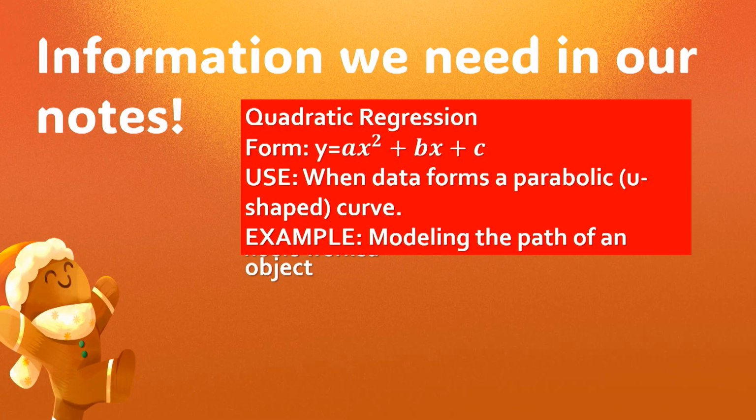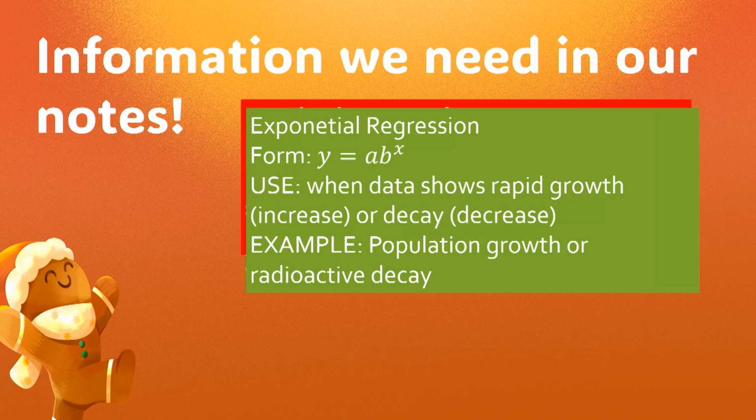The next one we're looking at is our quadratic regression. The form is y equals ax squared plus bx plus c. We use this when the data forms a parabola-like shaped curve. The example is modeling the path of an object. Maybe we're kicking a ball or we're hitting a golf ball off a tee. The next one is our exponential regression. The form obviously is y equals a b to the x. We use this when the data shows a rapid growth, which is an increase, or a rapid decay, which is a decrease. And a lot of examples are going to be about population growth or radioactive decay when we see that slow to start and then the growth or the decay.